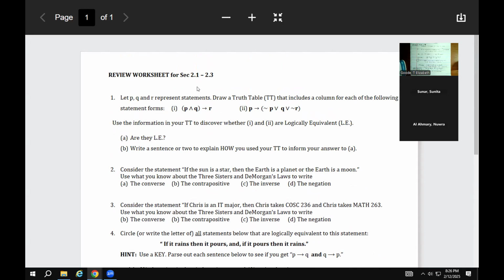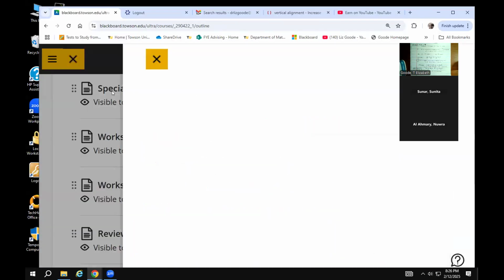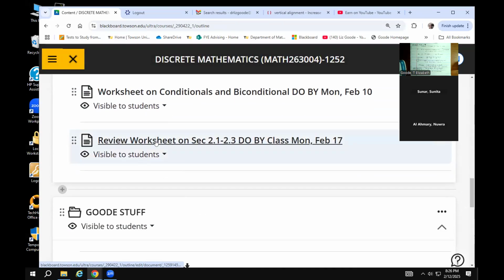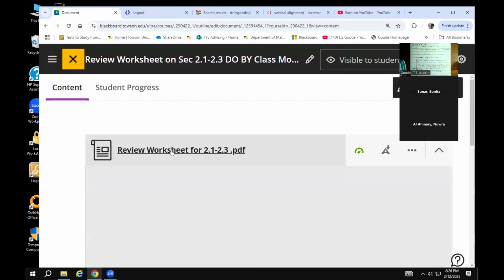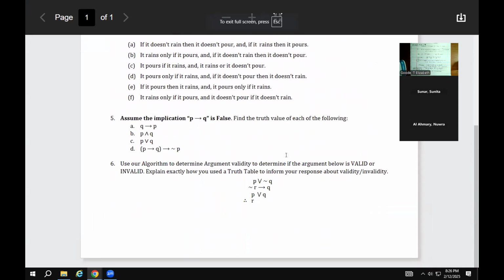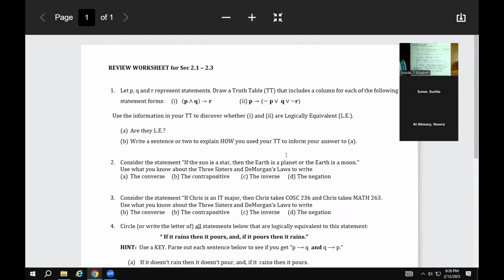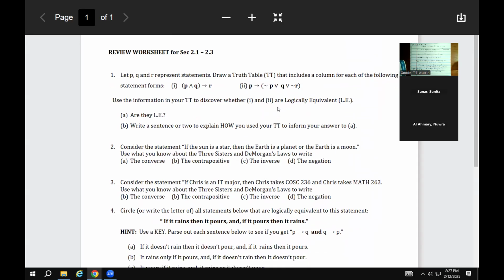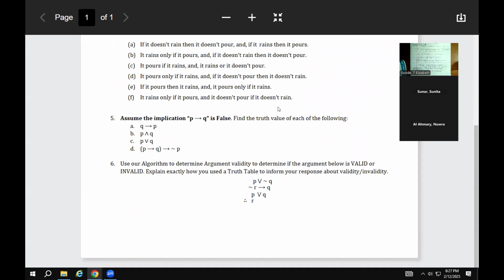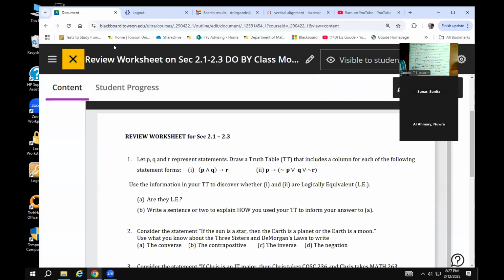Evening. So we're just looking in the Measure 2 material folder at a review worksheet that has some nice practice problems to help reinforce everything from sections 2.1 to 2.3. And the solutions are up. So we just talked about a few of those. Do you have any specific questions, Nura?